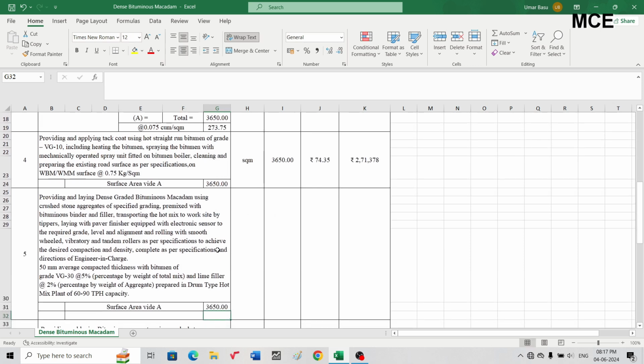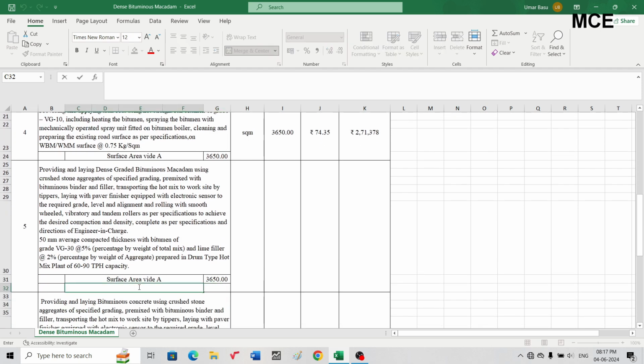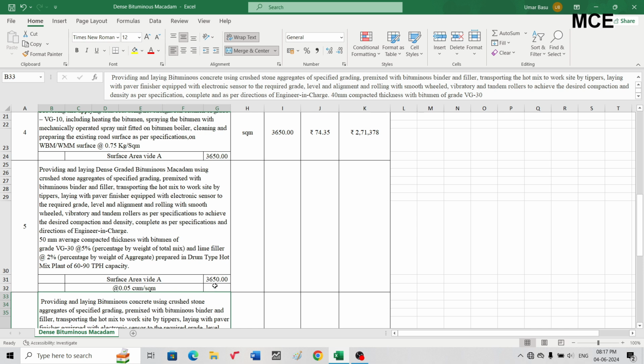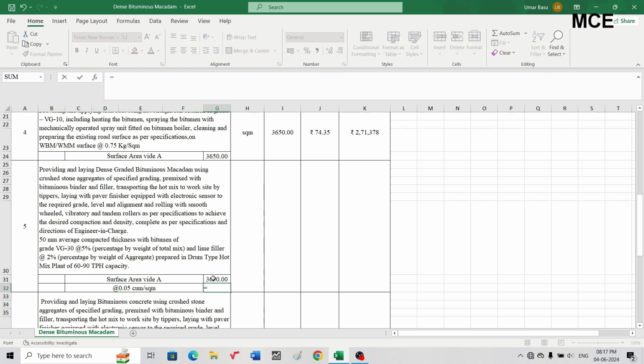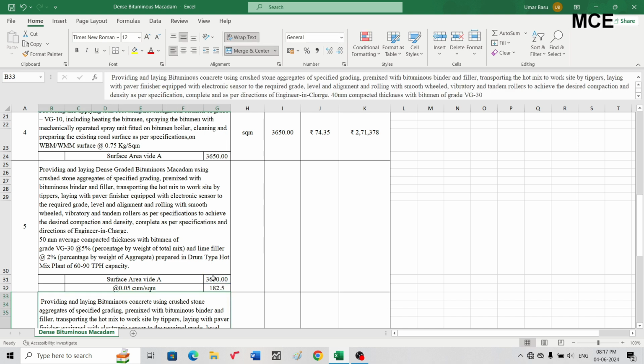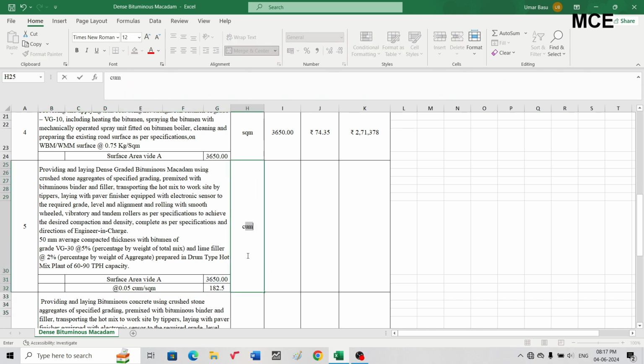Since it has a compacted thickness of 50 mm, the quantity will be at the rate of 0.05 cubic meters per square meter. Simply multiply the surface area, which is 3650, with the compacted thickness, which is 0.05, and you will get the quantity in cubic meters, which is 182.5. So unit is cubic meter, quantity is 182.5 cubic meters.